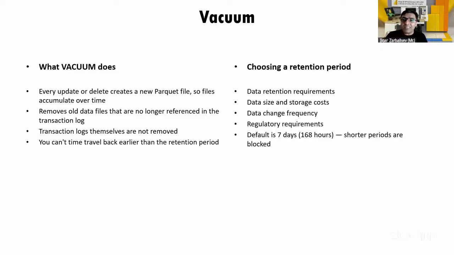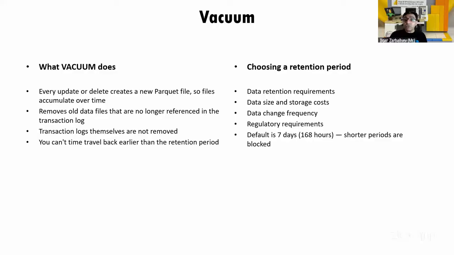The vacuum command removes those old Parquet data files, but this is important. It does not remove the transaction logs. Data files that aren't currently referenced in a transaction log and that are older than the specified retention period are permanently deleted when you run vacuum. The trade-off is direct. When you run vacuum, you can't time travel back earlier than the retention period. You are exchanging history for storage.